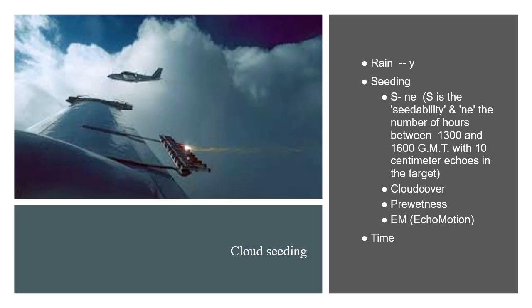Now in today's session, we will be dealing with a cloud seeding example. I have given this slide just as an introduction to it. Rain is the dependent variable, and you do the cloud seeding with silver iodide. Then there is S-NE. S is the suitability, N is the number of hours between 1300 hours and 1600 hours GMT within 10 centimeter echoes in the target. Then you require cloud cover, pre-wetness and echo motion. Cloud cover and echo motion you check by radar, and pre-wetness is the rain just prior to your seeding. So with this kind of inputs, you have to form the regression equation, which is multiple linear, and you have to predict the rain. Now let's go to RStudio and do some coding.